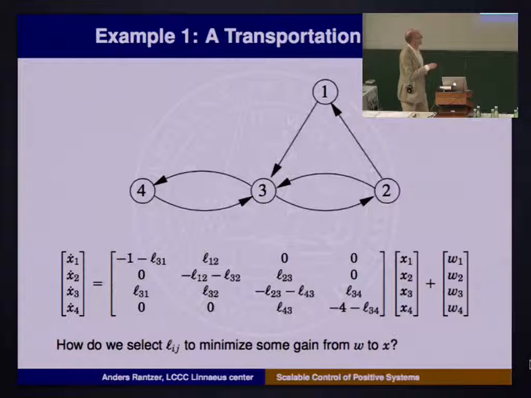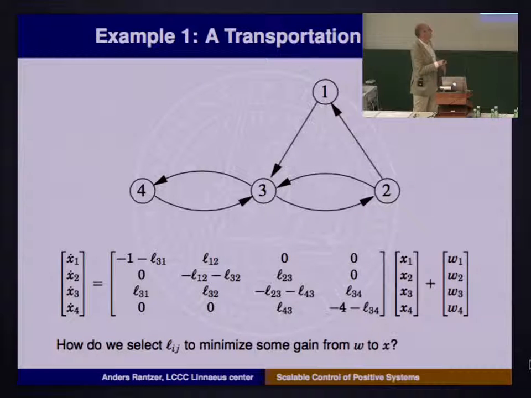And you can also see here that these numbers have a sign pattern, so that if an increasing content in this buffer leads to a larger flow over to 1, it means that this parameter should be positive. And that means that all the off-diagonal elements will become positive, so this will become a positive system.